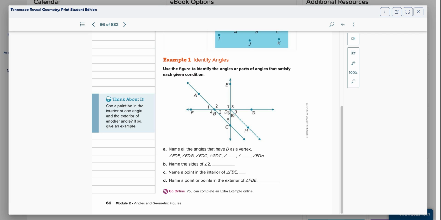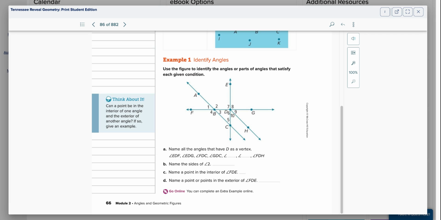All right, name a point in the interior of FDE. Interior means on the inside. So for you visual people, let me mark this out. FDE. I'm going to start at F, go to D, and go up to E. And the number sitting in there will be 7. So I'm looking for a point inside all of this area right here. Well, the only one there is A. That's your only answer you can have. A is inside all this mess right there. That's your interior stuff.